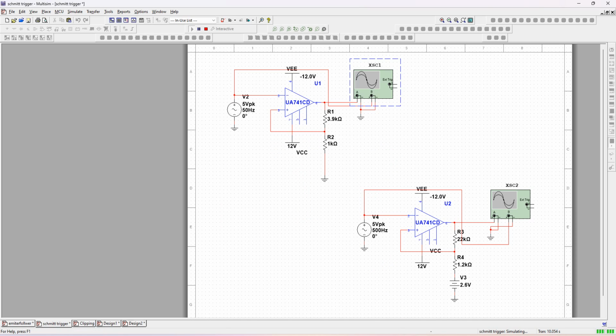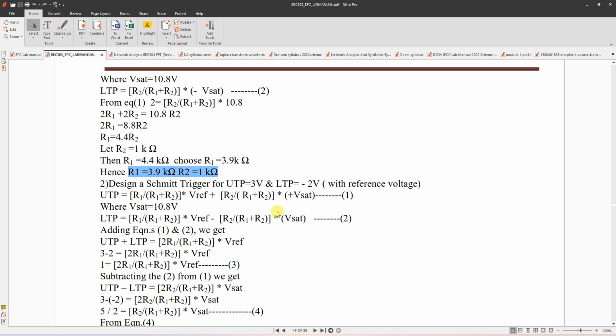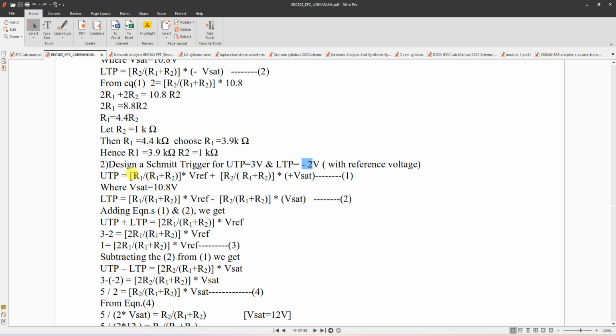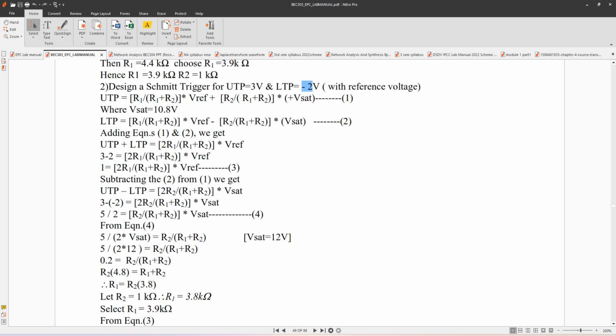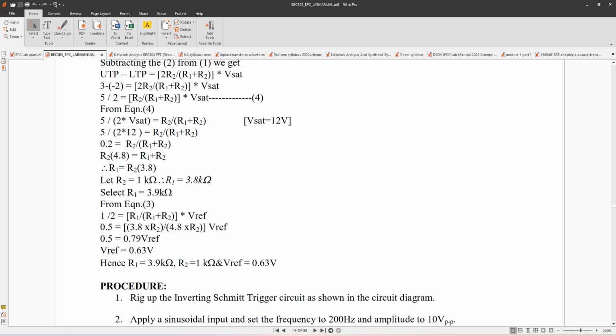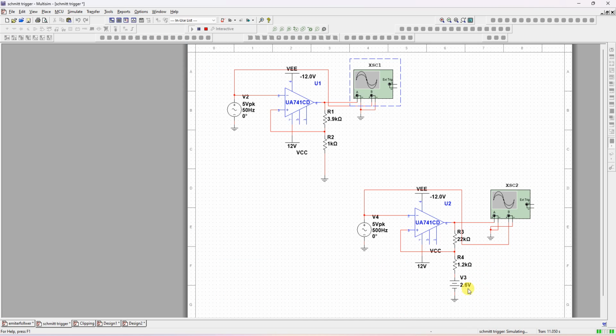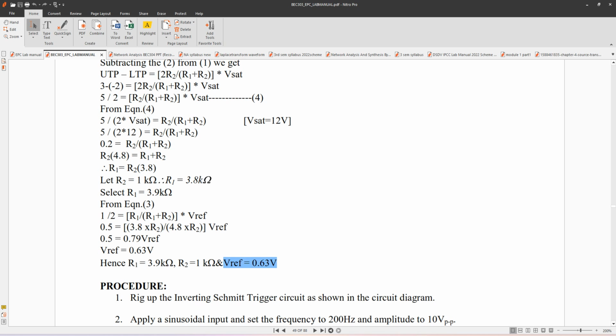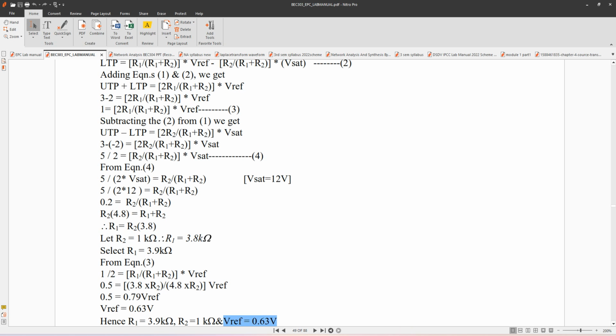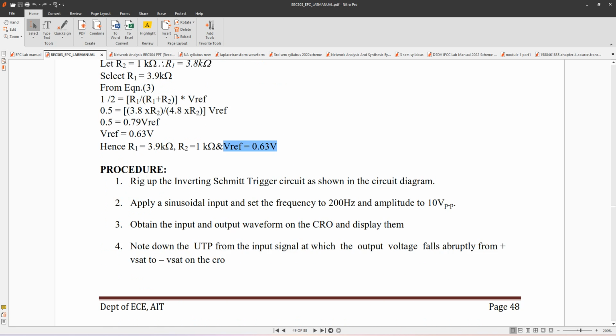Similarly, we can also design one more design, UTP 3 volts, LTP minus 2 volts. Okay, UTP 3, LTP minus 2 volts. For this design, if you calculate R1 and R2 using that formula, you are going to get R1 3.9 and R2 is equal to 1 kilo ohm, and reference voltage is also you have to place, that is 0.63. I think this is for a different design.